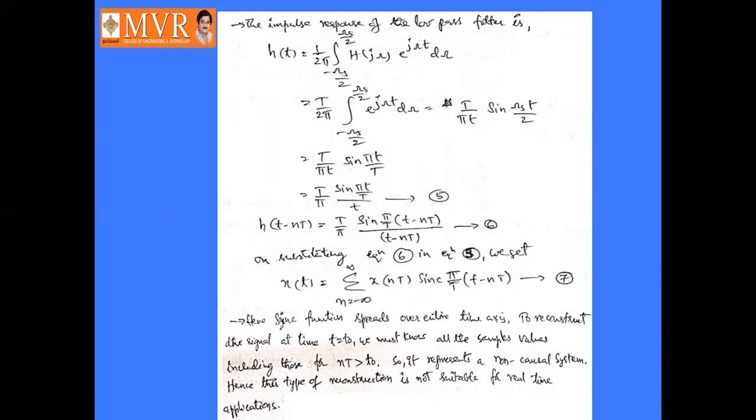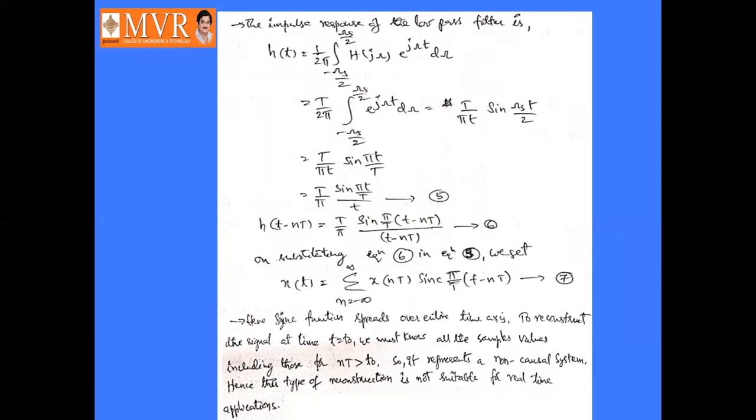into sin omega s t by 2, which is equal to T by pi t into sin pi t by T, or T by pi into sin pi t by T by t. That is equation number 5. And h of t minus nT is T by pi into sin pi by T into t minus nT by t minus nT. So replace t by t minus nT here.